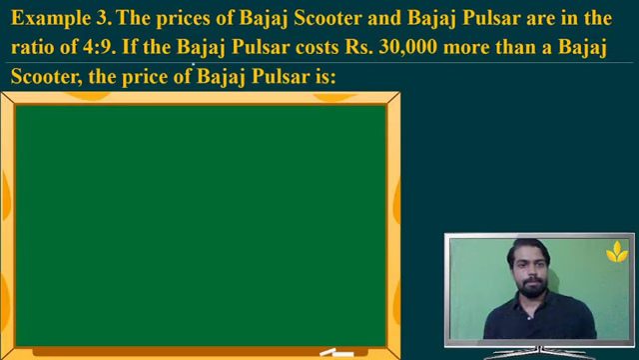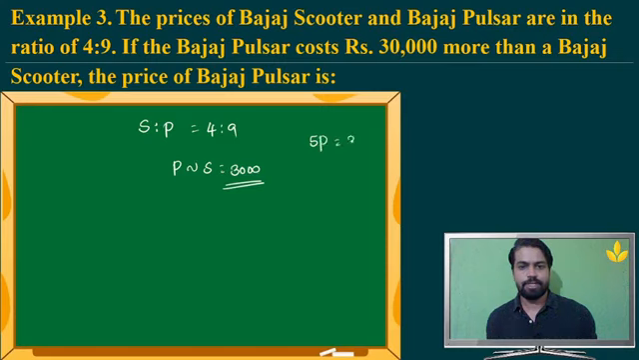Let's go to the next question. Prices of Bajaj scooter to Bajaj Pulsar is given by 4:9. Also they told that Pulsar is more than scooter by 30,000 rupees. I can see that as a ratio here, 9 parts and 4 parts. The difference is 5 parts, which is 30,000. So all I have to find out is 1 part, which is 6,000.